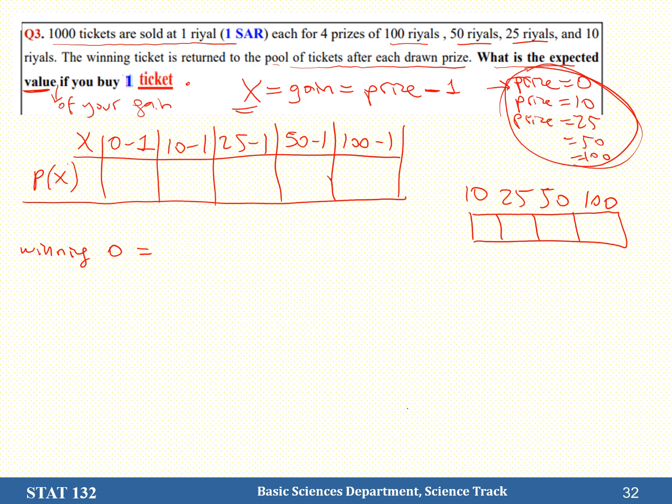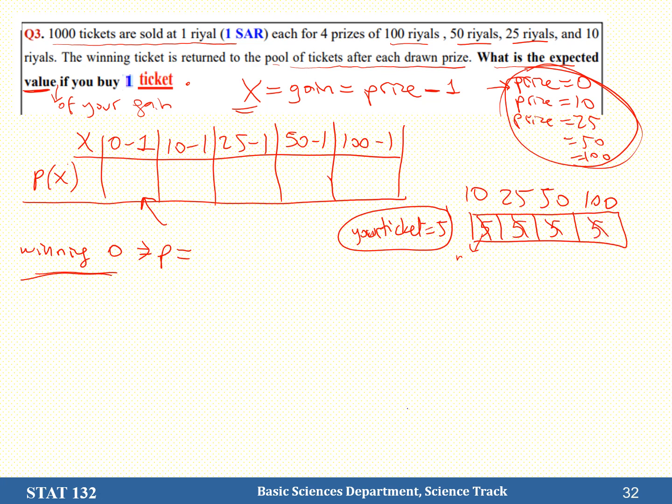So assume your ticket is 5. To get 0, winning 0 probability, we will try to get this one, so it corresponds to this one here. Okay. Now, what's the probability of getting 0? Getting 0 means we don't get 5, not 5, not 5, and not 5.